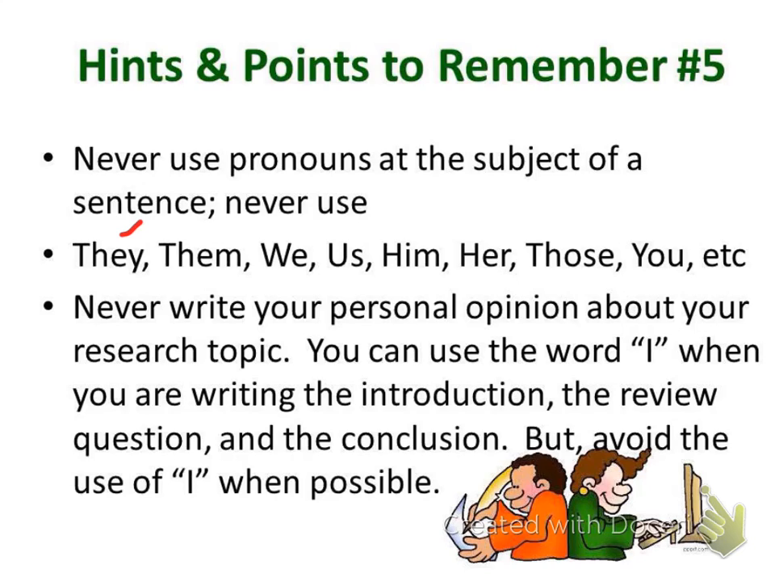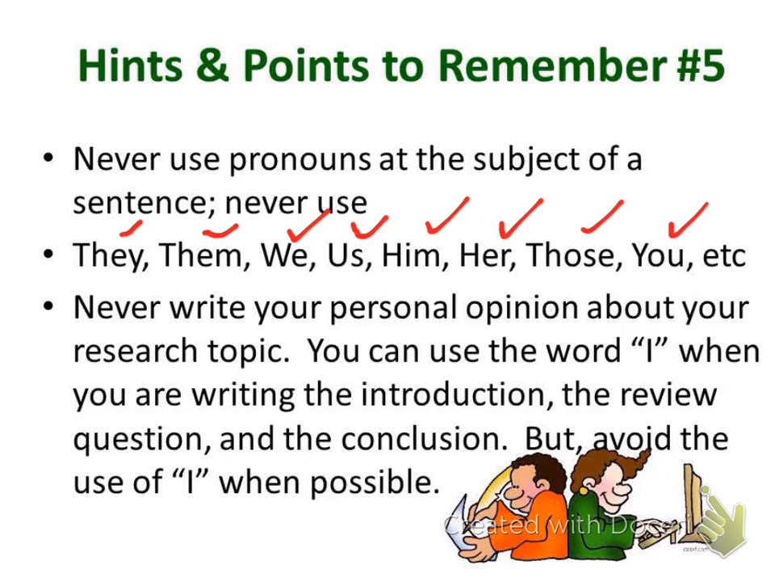Never use these in literature reviews or in APA writing: they, them, we, us, him, her, those, you. Don't use them. Who are you really talking about? Use the word for whom or who you're really talking about.